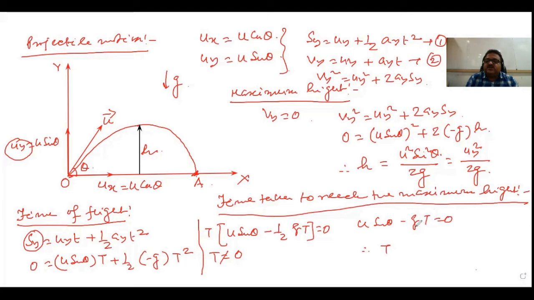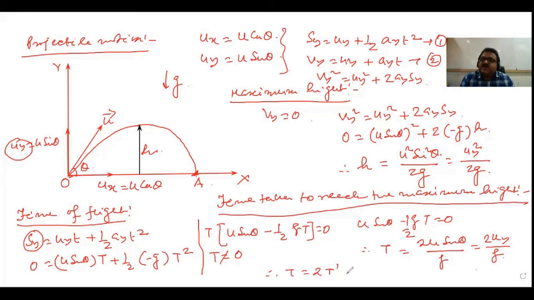Therefore, t is equal to, sorry, half gt. T is equal to 2u sine theta by g, which is nothing but 2uy by g. Now, if you follow it, you can find out easily that t is equal to twice of t prime. That means the time taken to reach the maximum height, in the same time it reaches the ground again. That means time of flight is twice the time taken to reach the maximum height. That means in this case also, time of ascent is equal to time of descent, correct?